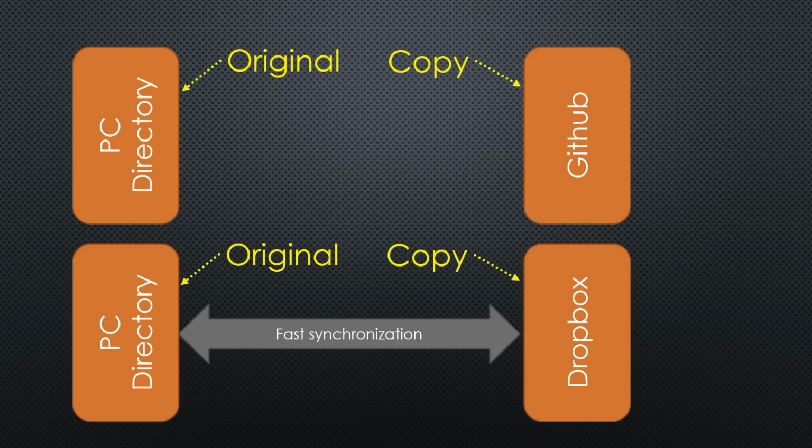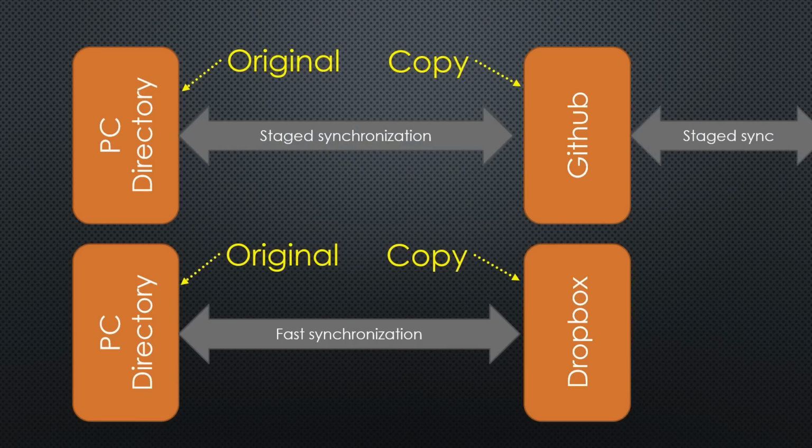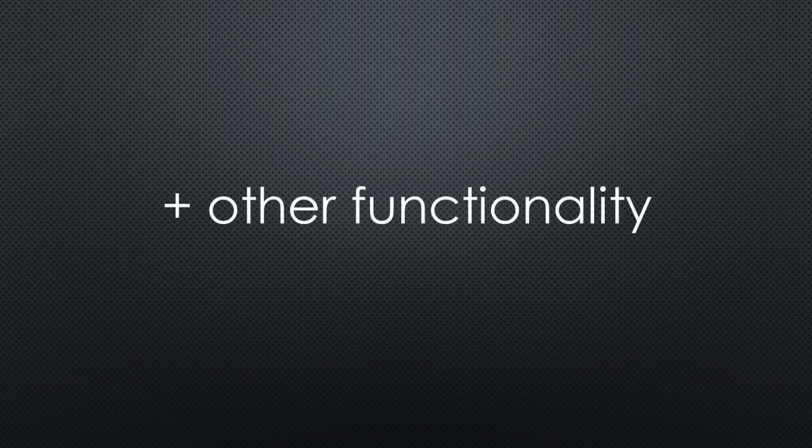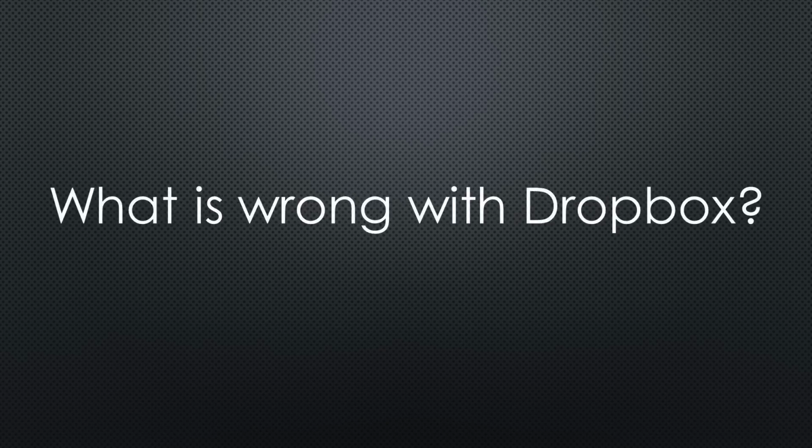The core of GitHub is a staged synchronization for the copy process and its extension for teamwork. In addition, it offers a few other features like nicely presenting our project. Recently, other functionality was added, which will not be covered in this video. But what is wrong with the sleek copy process of Dropbox?